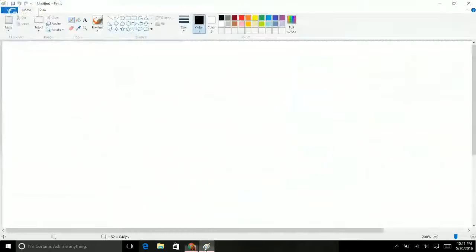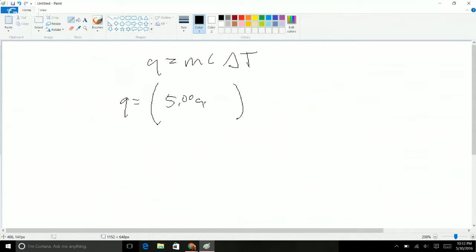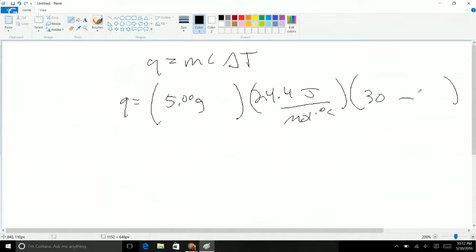Okay, we're on the energy problem. This problem is asking the specific heat capacity, so this is when we're dealing with Q equals MC delta T. And I'm trying to find how much energy, or Q, is released. So Q equals M. In this case, my mass happens to be 5 grams. And my C is 24.4 joules per mole times degrees Celsius, times my delta T, which is change in temperature. My final is 30, from 50 to 30. My initial is 50.